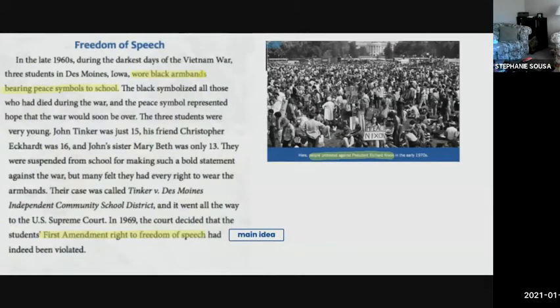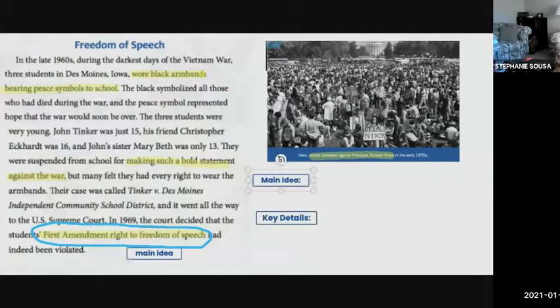Also, it talks about how they make such a bold statement against the war. These right here, wearing black armbands, making bold statements against things, and protesting against people are ways that people can show their First Amendment right to freedom of speech.